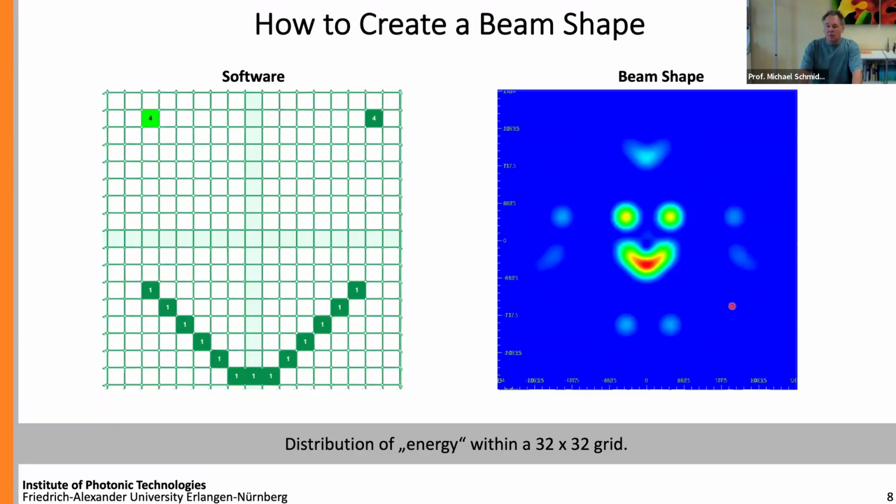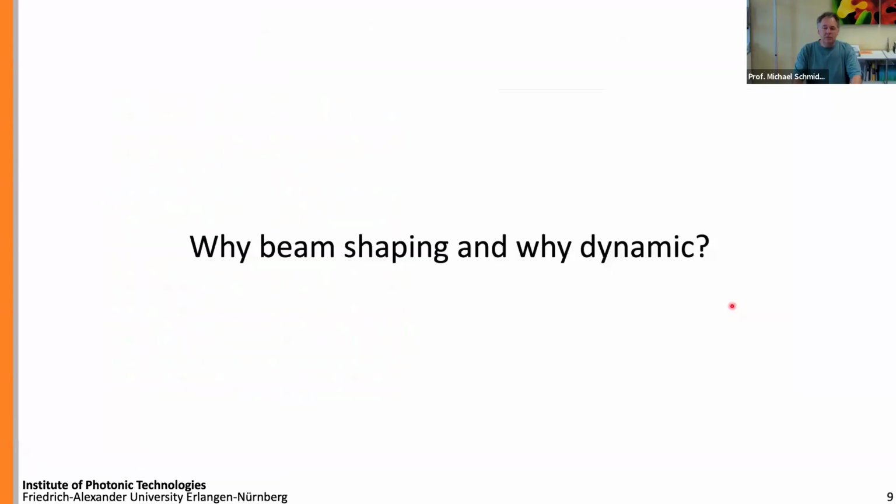And you can basically program everything you want to, which makes it very easy in a 32 by 32 grid to program different beam shapes. And these can be programmed quite in a high frequency if you wish to.